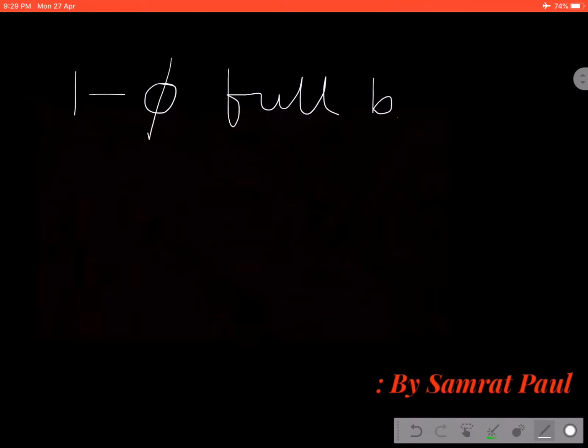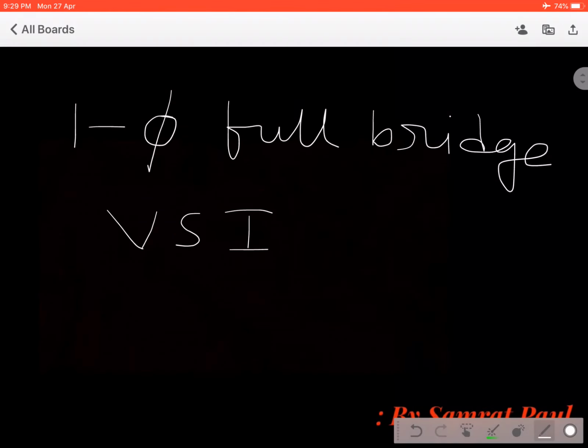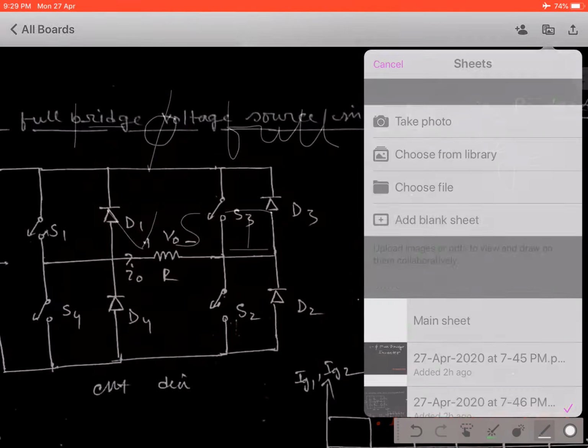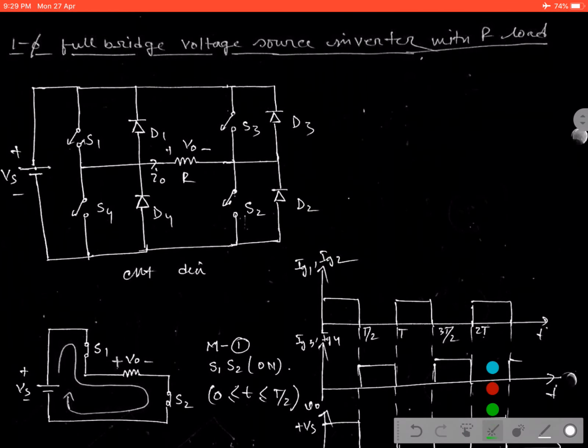I am going to explain the topic on single phase full bridge voltage source inverter. Okay, that means we are going to use the bridge circuit during full bridge operation. So go to the circuit diagram first. Here we are using the bridge circuit similar to this one.